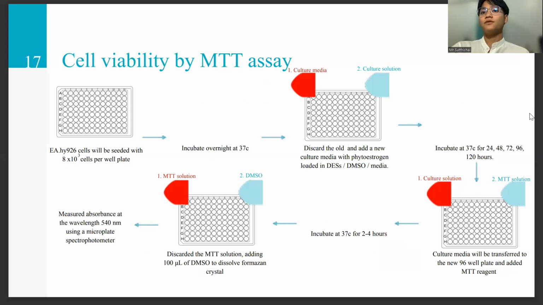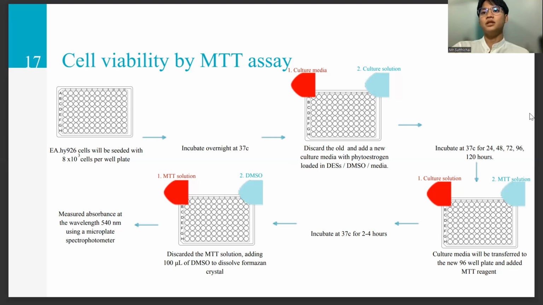The method of cell viability by MTT assay. The MTT assay is widely used for measuring cell viability by colorimetric assay. In this assay, MTT measures the reduction of yellow dye to the blue product formed by mitochondrial succinate dehydrogenase.